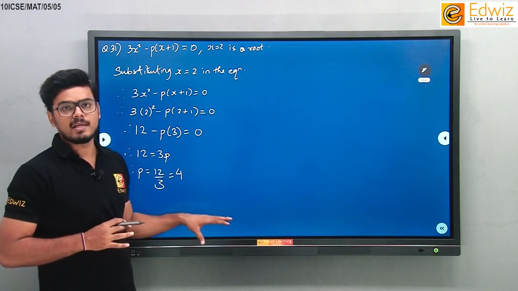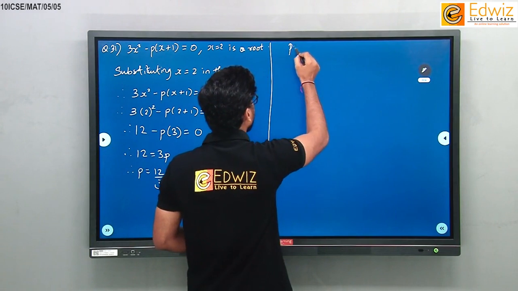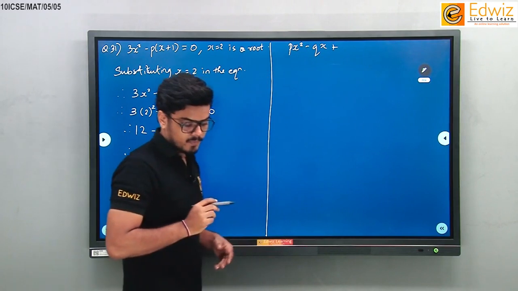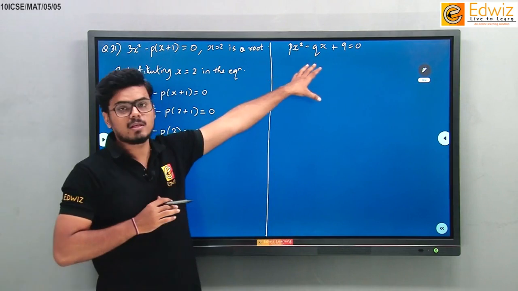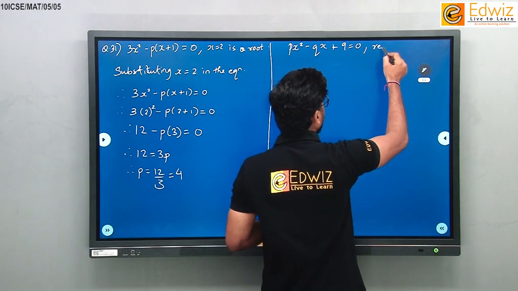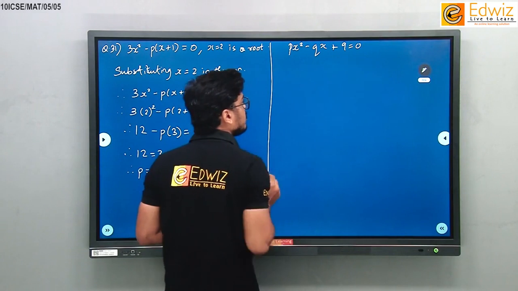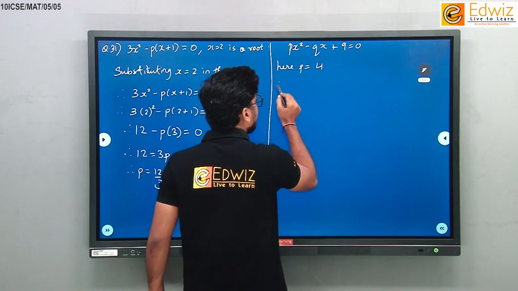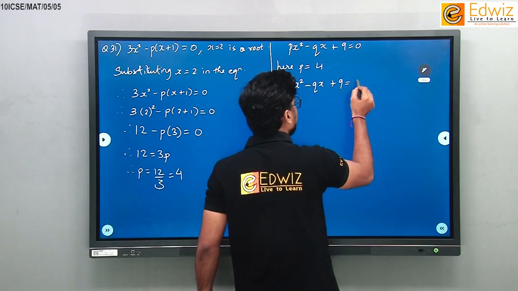Once we get the value of p, we know that in the second equation also there is a variable p. The second equation is px square minus qx plus 9 equals 0. And they have told us that this particular equation has real and equal roots. This I'll write as a reason inside the solution. Here we know that p equals 4, we just now found out. Therefore the equation is 4x square minus qx plus 9 equal to 0.